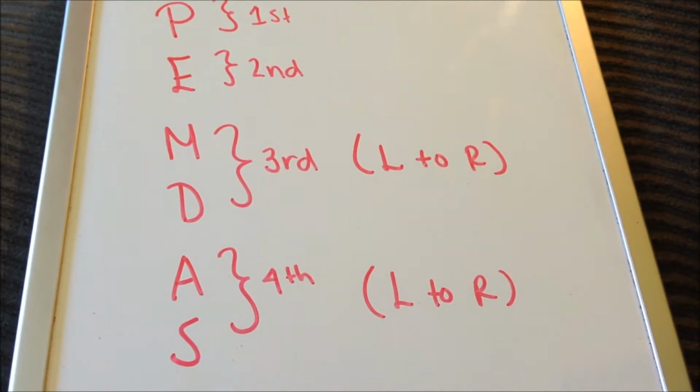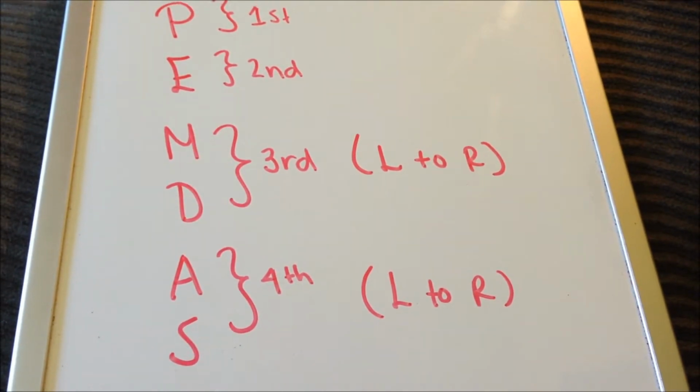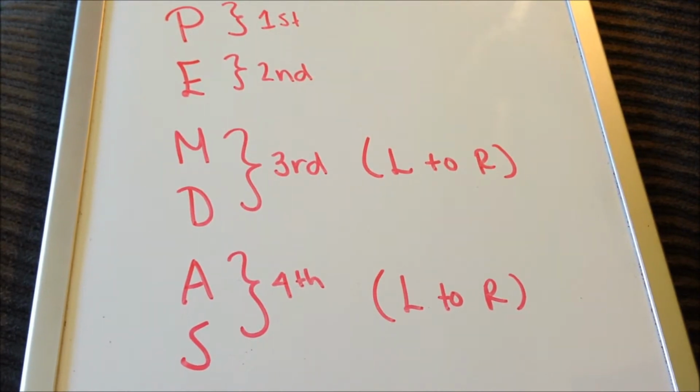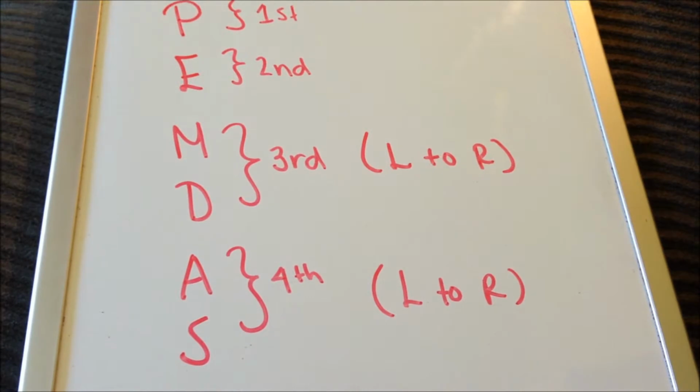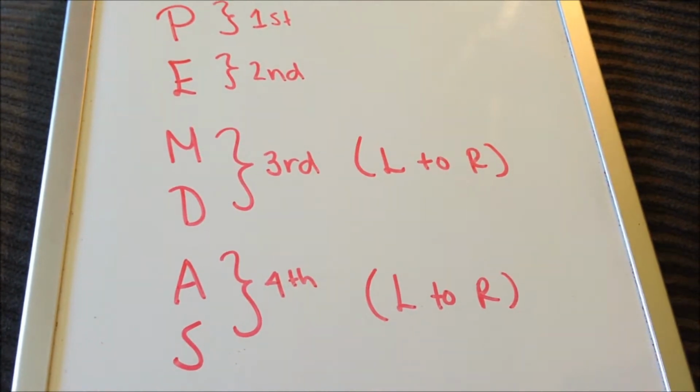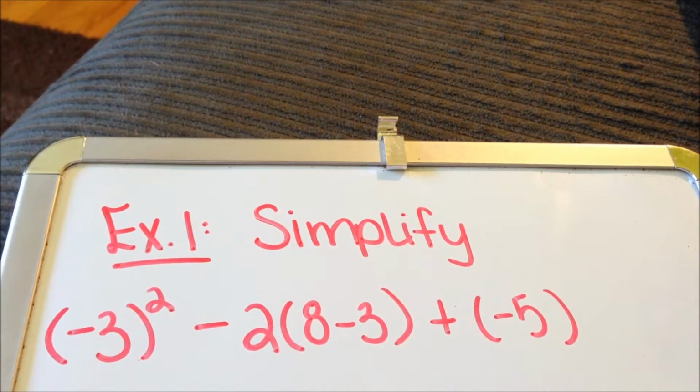Multiplication and division come third. They are treated equally, and you simply work from left to right. Finally, addition and subtraction is fourth. Again, those two are treated equally, and you work from left to right.